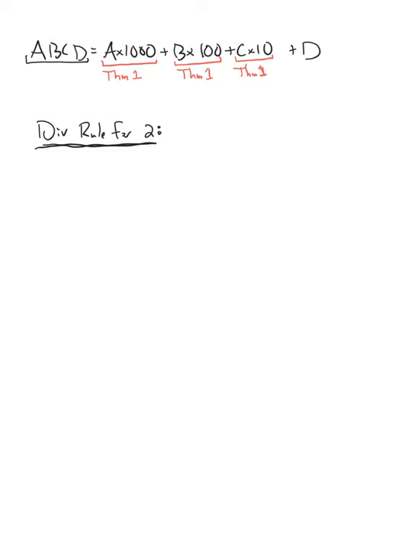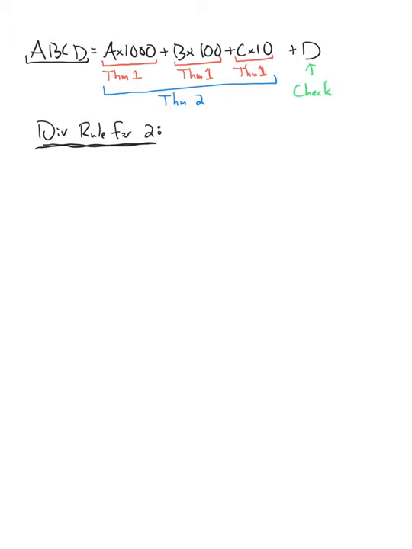So Theorem 2 gives us this. So we know by Theorem 2 that this entire sum here, A times 1,000 plus B times 100 plus C times 10, is divisible by 2. But D, well, we don't know what D is. D we're just going to have to check. Okay, so that's the idea here.